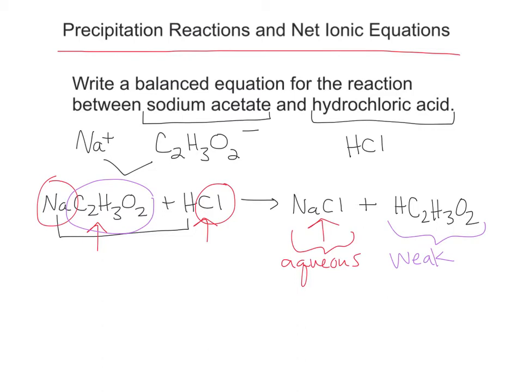My net ionic equation then, without my spectator ions, will be acetate ion plus the hydrogen ion yields acetic acid.